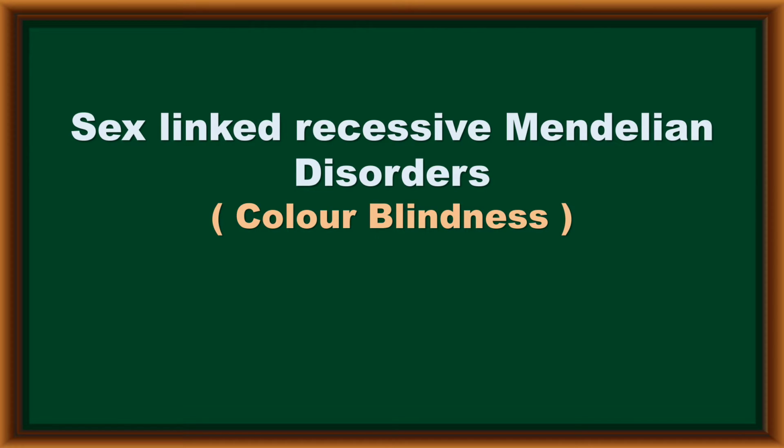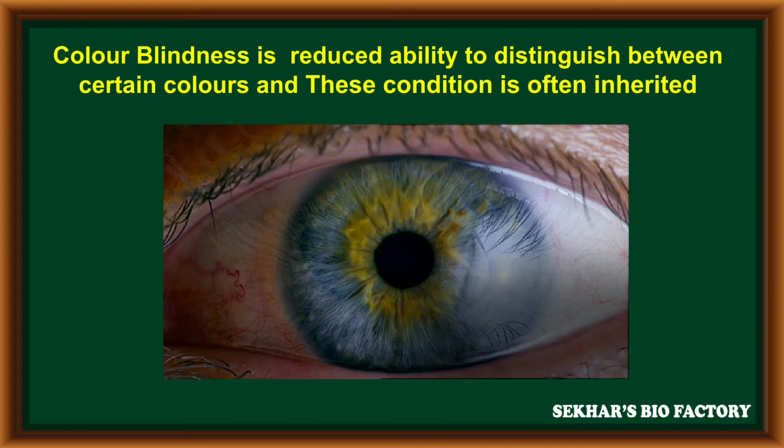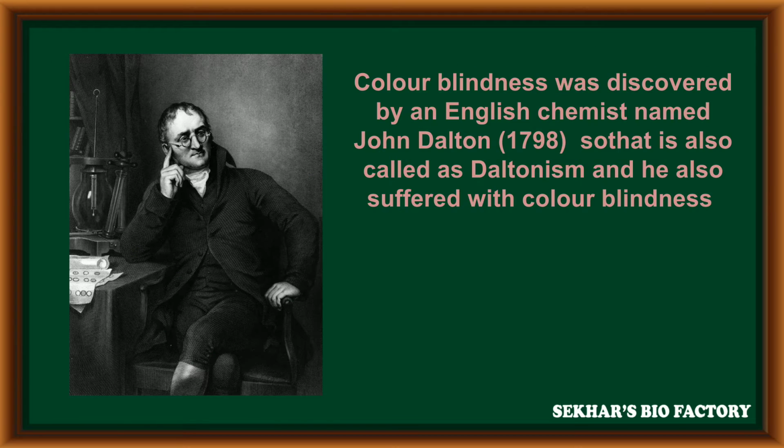In this video, I am going to explain the sex-linked recessive Mendelian disorder like color blindness. Color blindness is a reduced ability to distinguish between certain colors, and this condition is often inherited to next generations. Color blindness was discovered by an English chemist named John Dalton in the year 1798, so it is also called Daltonism, and he also suffered with color blindness.